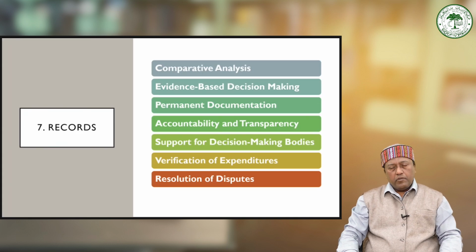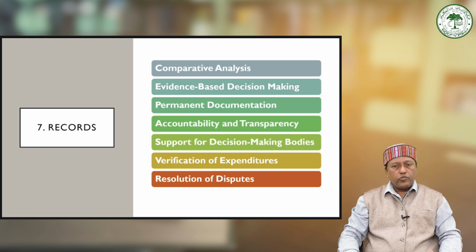So let me tell you first why records are so important, why they are so critical, and for certain reasons. The first and foremost reason is that at least you can have the comparative analysis. The circulation records serve as a foundation for preparing comparative tables, allowing libraries to compare their services with those of other institutions. And these records provide valuable data for assessing performance, identifying areas for improvement, and benchmarking against industry standards.